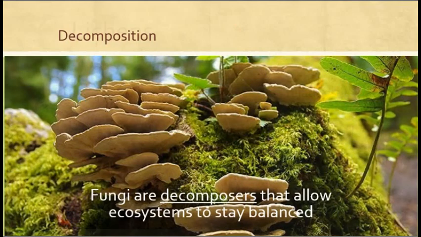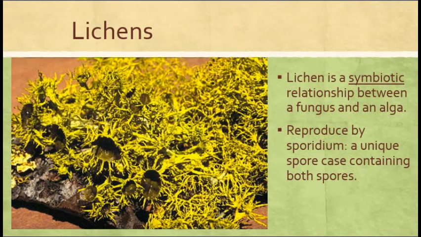Okay. And then lichens. A lichen is a symbiotic relationship between a fungus and an alga. So it's a fungi and an algae working together. They benefit each other, so it is a mutualistic relationship. One needs the other. They live together beautifully. They reproduce a sporidium, which is a unique spore case containing spores from both organisms. Very unusual that would happen.